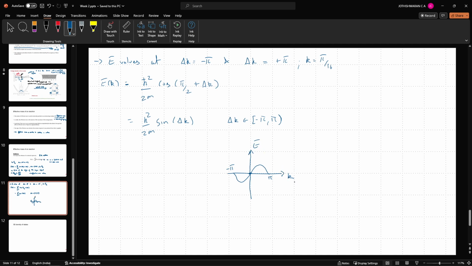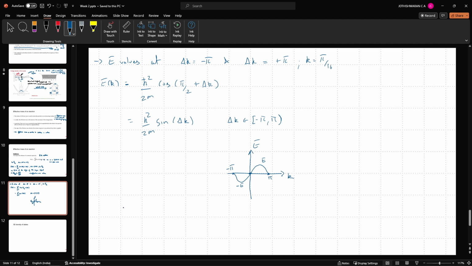Now this problem has no physical relevance. This is just an example. So now we know this is the sketch and the values at delta k equal to plus pi and minus pi are again 0. So this function has a minimum energy of minus E and a maximum energy of plus E, and in the domain that I've defined, it has 0 values at the edges. Okay, so that is the first part done.